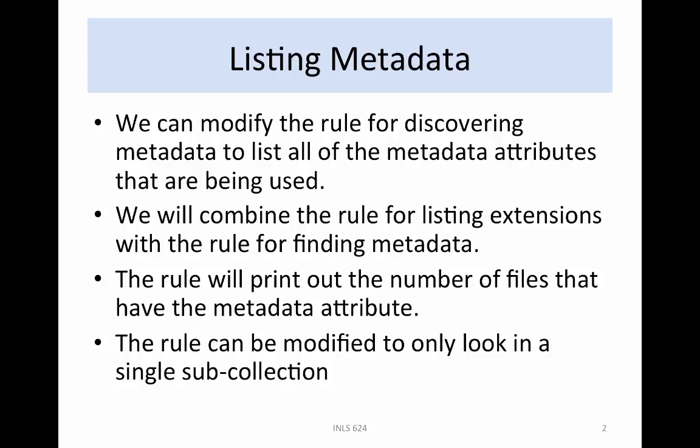The steps to do this will combine multiple rule segments previously examined. Combine the rule for listing extensions with the rule for finding metadata. Print out the number of files that have each metadata attribute. Apply the rule to either a single collection or the entire home collection.